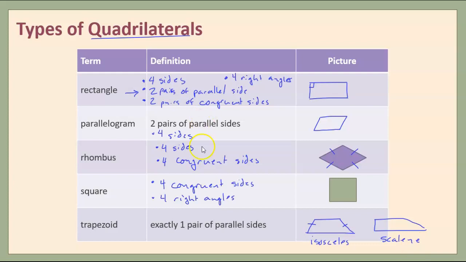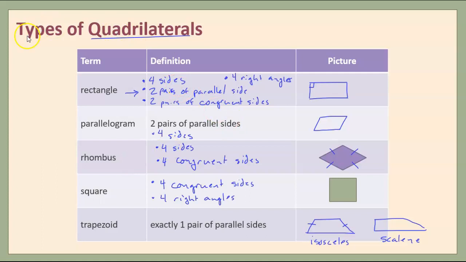Now you may also have noticed that a rectangle and a square sound very similar. They have a lot of things in common. They both have 4 sides. They both have 2 pairs of parallel sides. They actually both have 2 pairs of congruent sides. The square just happens to have them all be congruent. And they both have 4 right angles. And that's because a square is actually a rectangle, but it doesn't go the other way around. A rectangle is not necessarily a square.